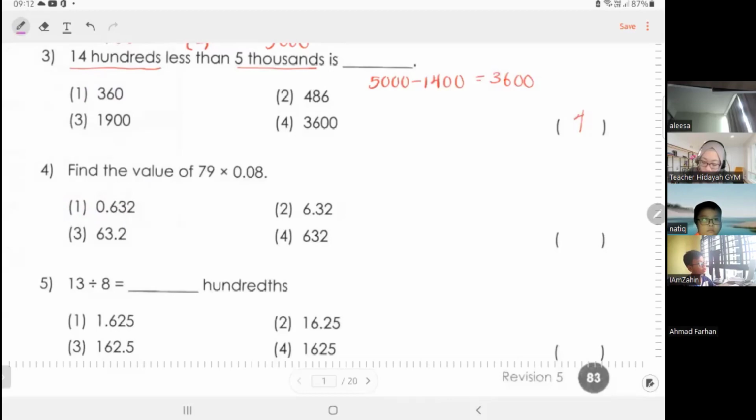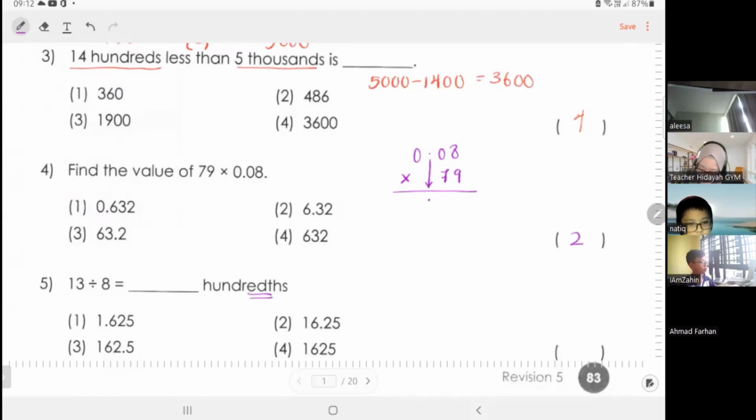Okay, find the value of 79 times 0.08. Okay, for this question, you just times lah. Okay, and how do you times your decimal? 0.08 times 79, like that. Then when you do your decimal point, it must be in line as well. So once you do this, I'm not going to show you your calculation. Answer is number 2.